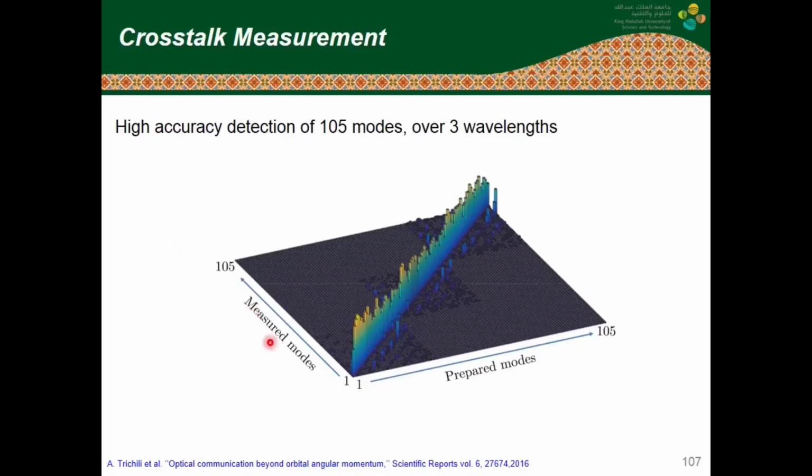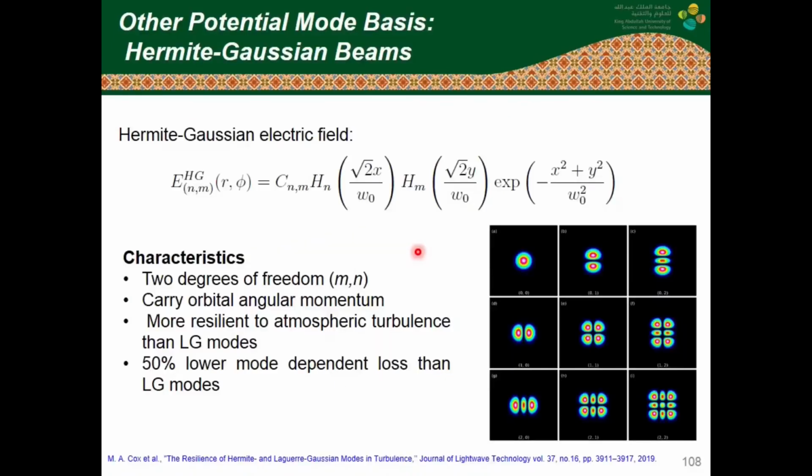Here is the crosstalk graph for all the 105 modes, which shows relatively high purity for all the generated modes with minimum intermodal crosstalk, which is mainly caused by some alignment and equipment imperfections. Another complete mode basis for FSO is the Hermite-Gaussian family. Each Hermite-Gaussian is characterized by 2 degrees of freedom, M and N.